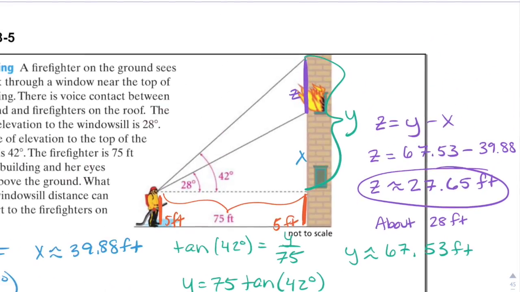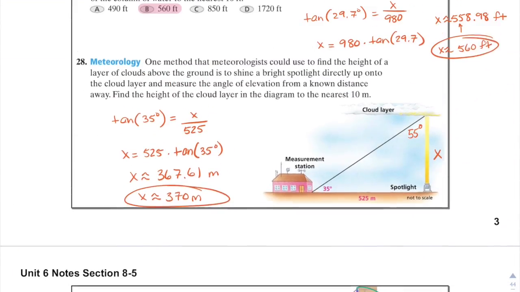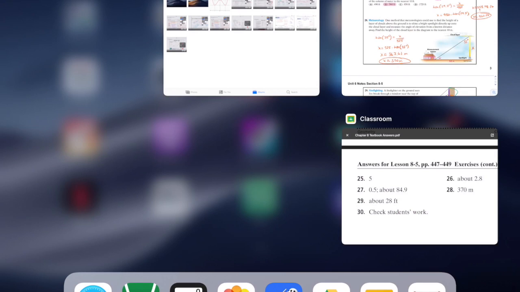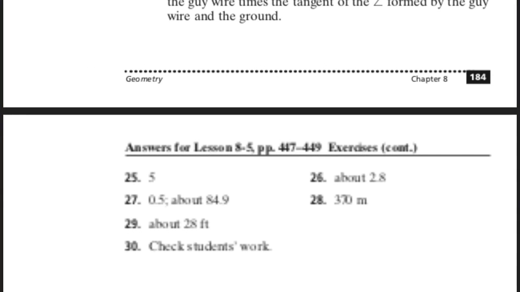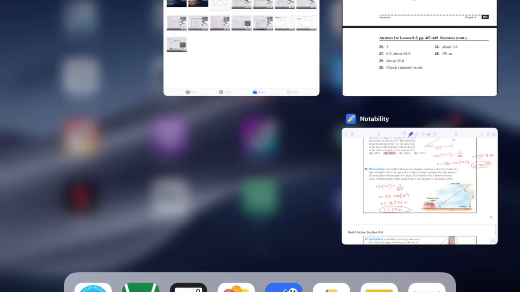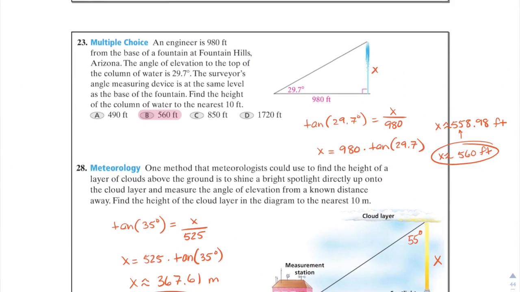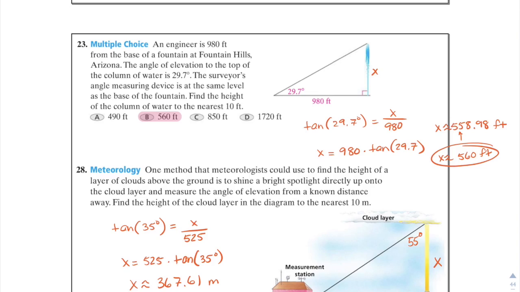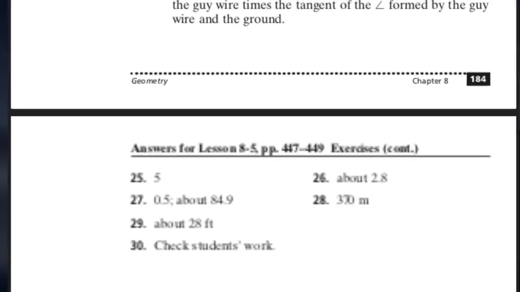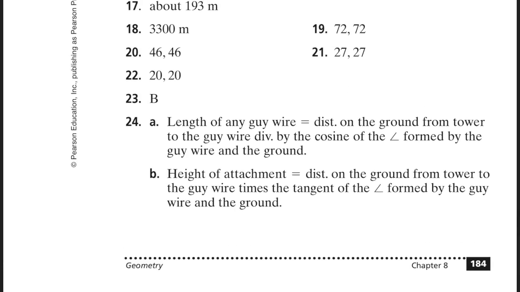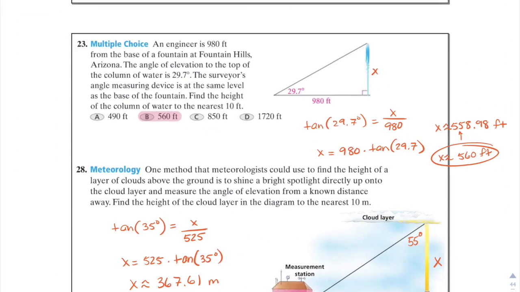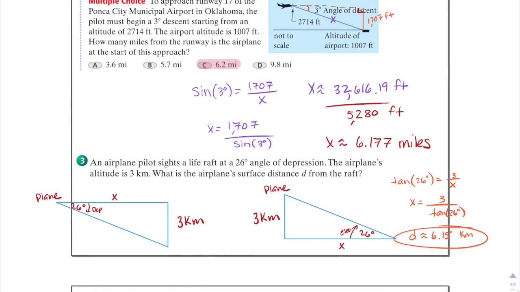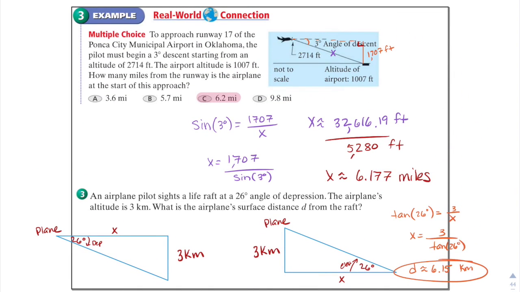Okay. We could check our other answers if we wanted to. Meteorology is number 28. We got 370 meters, which is what they have as well. And then we have 560 for number 23, which is B, is what we got. These are in the textbook, so I'd have to refer to the textbook to find those answer keys.